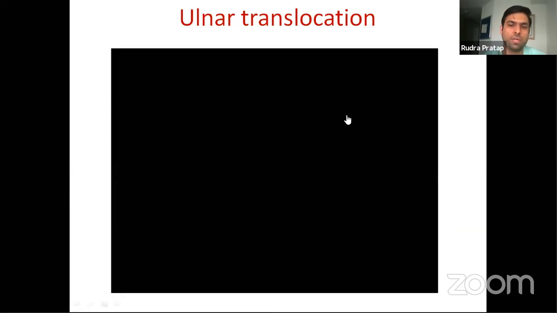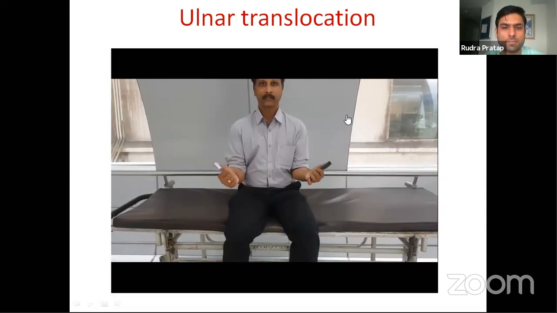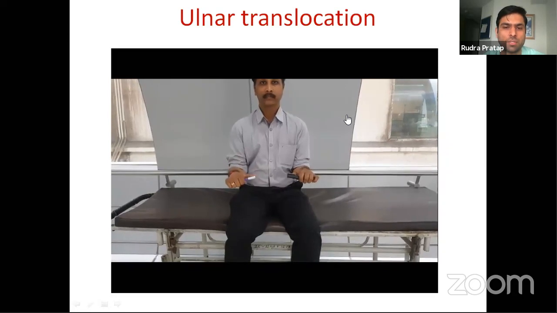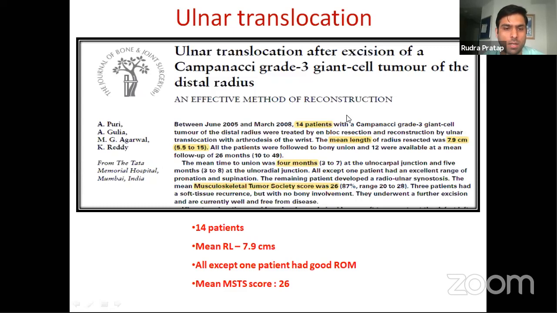So here's a video of a patient in whom we did an ulnar translocation, showing good pronation and supination, almost complete. In our study of 14 patients, we found a mean resection length of 7.9 centimeters, and all except one patient had a good range of motion. The mean MSTS score we found was 26 in our study.